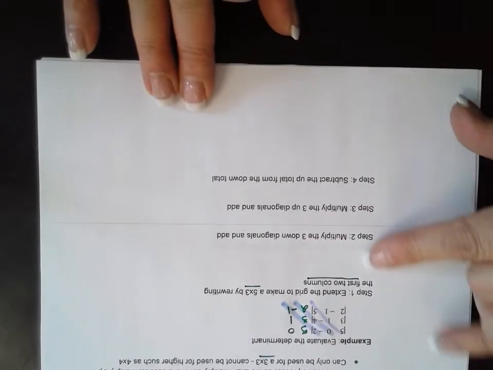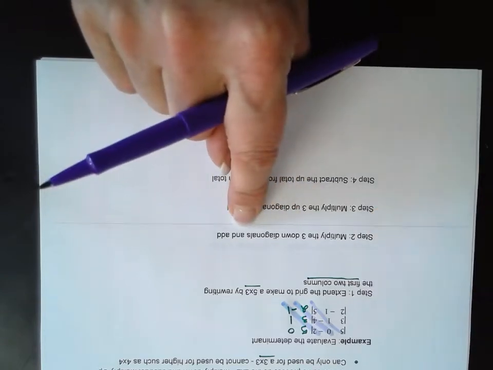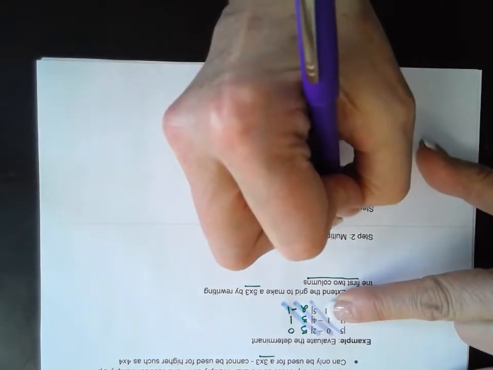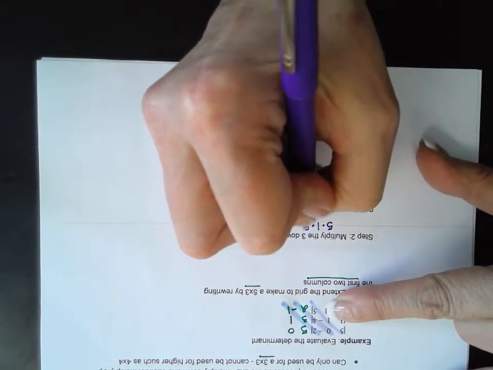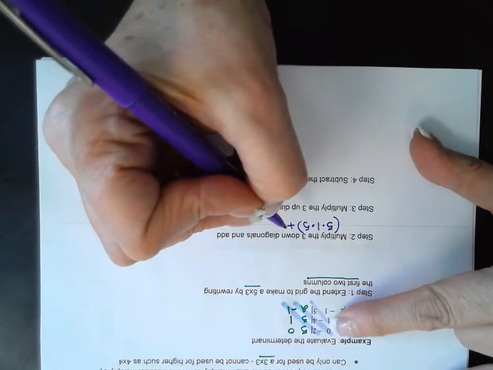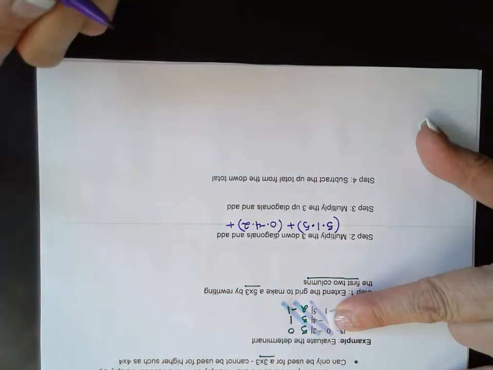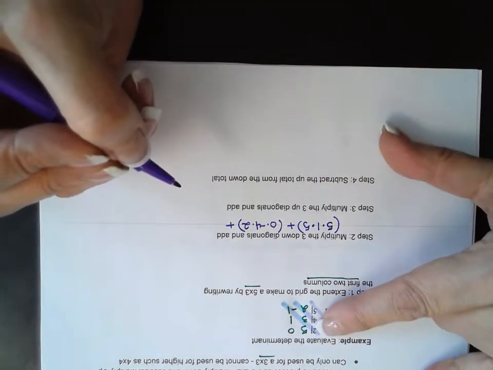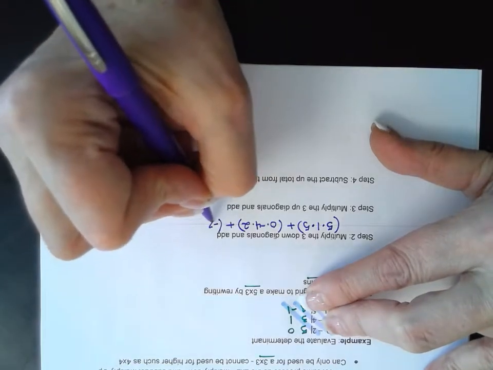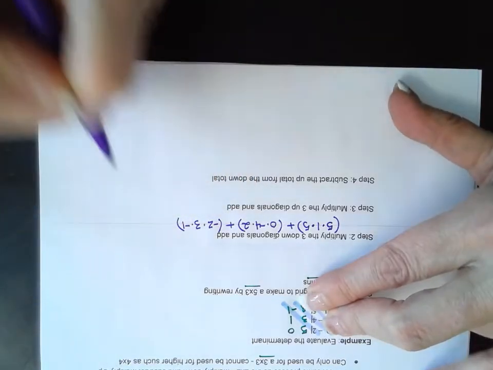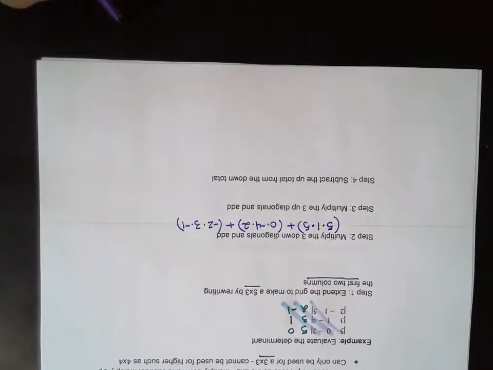And what you do is you multiply the 3 diagonals down and add them up. So my first diagonal down is going to be 5 times 1 times 5. And I'm going to add to that the second diagonal of 0 times -4 times 2. And add to that my third diagonal of -2 times 3 times -1. Good so far?